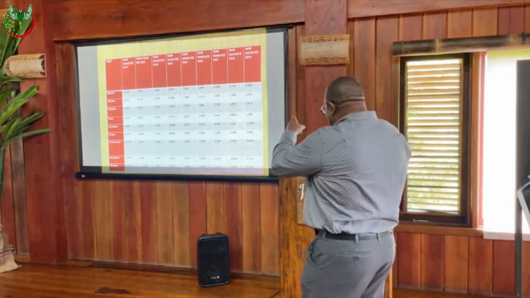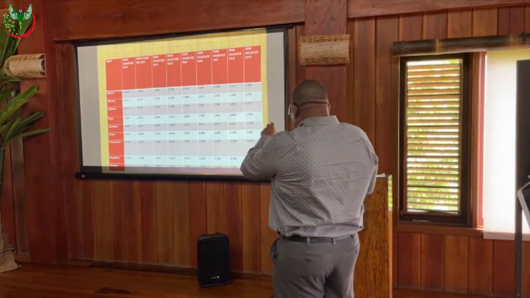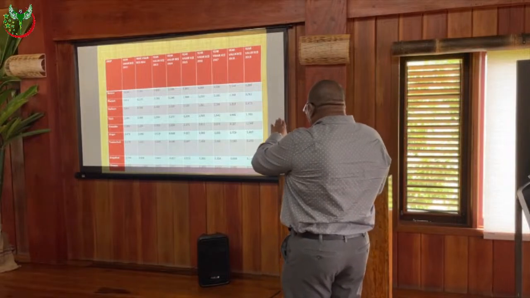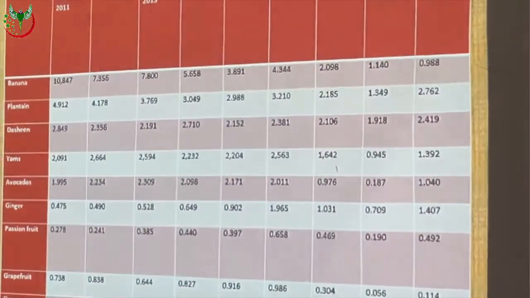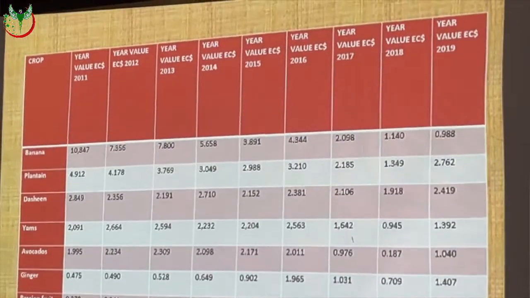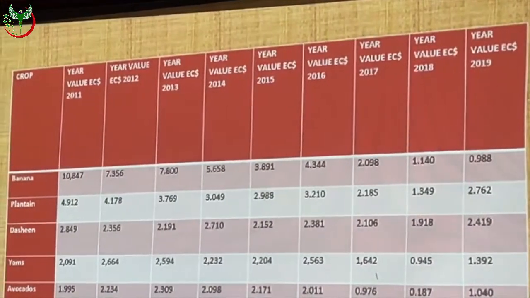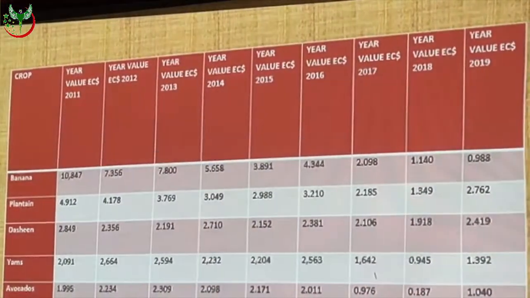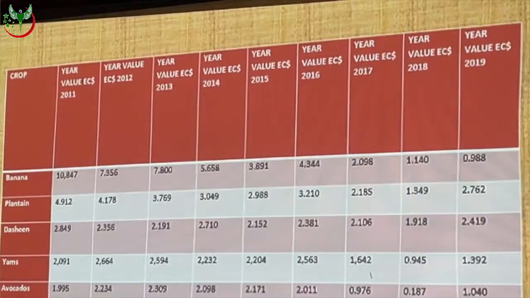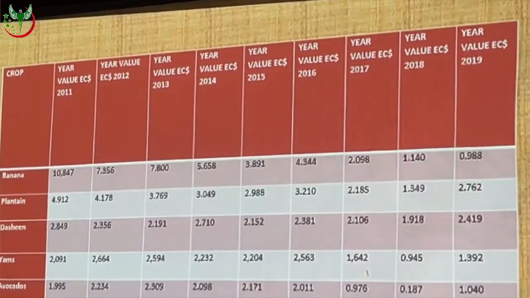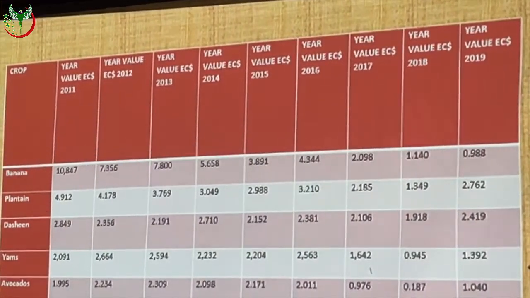But what is even more important, if you look at 2017 when we had the hurricane, it was 2.1. But even in 2018, 1 year after the hurricane, it is just about $82,000 less for it to be back at $2 million again. So we see that by the second year after the hurricane, dasheen still became a very important crop of $2.4 million to Dominica.